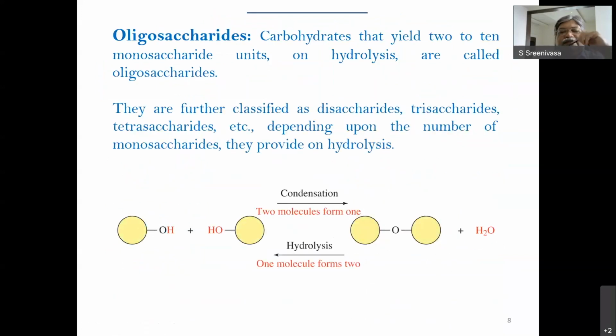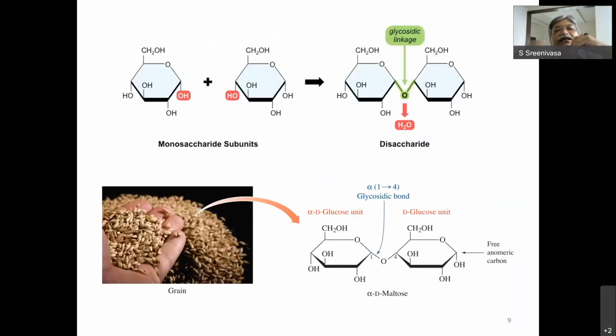As we know, if a sugar gives 2 molecules on hydrolysis, then we say it is called a disaccharide. In this classification, oligosaccharides generally refer to a group of carbohydrates which on hydrolysis give 2 to 10 sugar units. A disaccharide contains 2 sugar units. A molecule which has 2 sugar units on hydrolysis is a disaccharide.